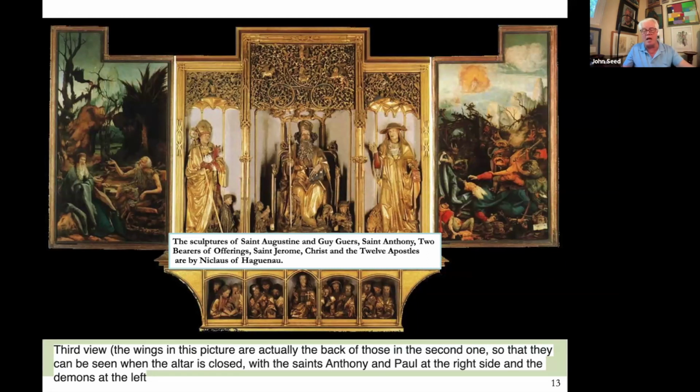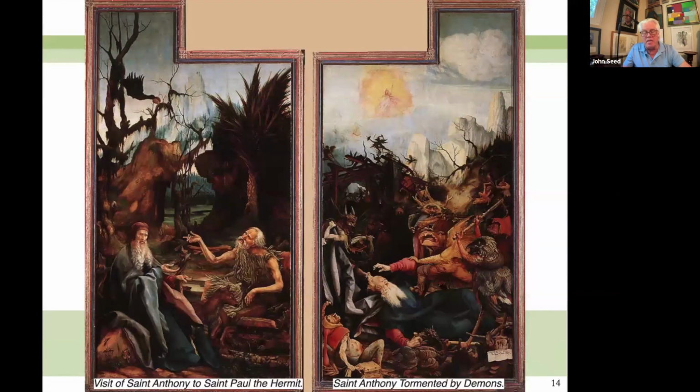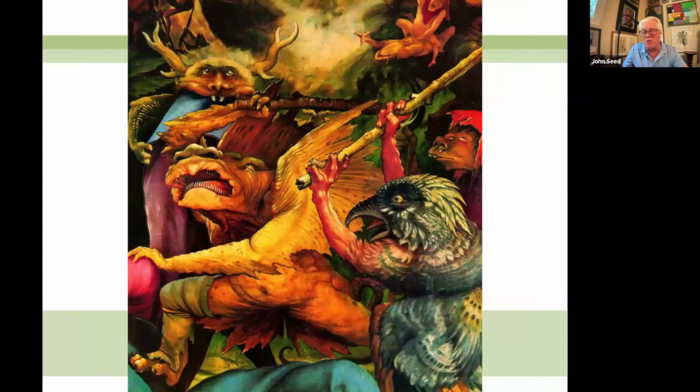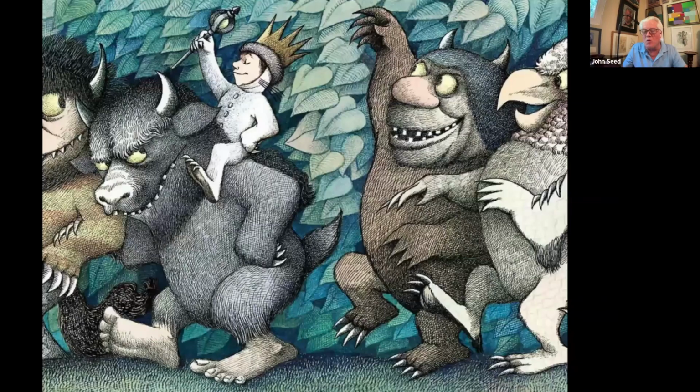And then in the panels, we have a visit of St. Anthony to St. Paul the Hermit. And I think most dramatically, we have St. Anthony tormented by demons. And I want to go in close and show you those demons. And tell me afterwards in the chat, tell me if there isn't something almost contemporary or illustrational about the variety of these ghouls and demons. And I know I couldn't help making a comparison when I put this together this morning, thinking that must be where the Wild Things Are came from, that kind of imagination.